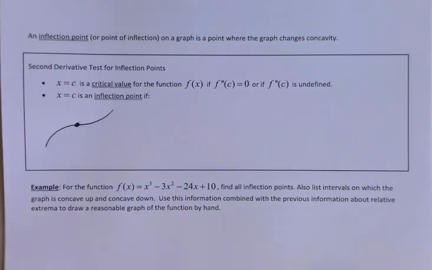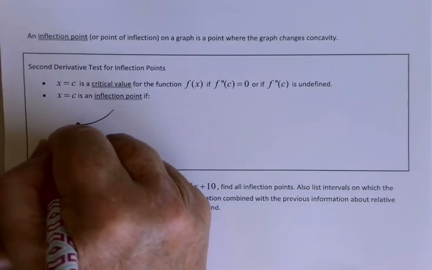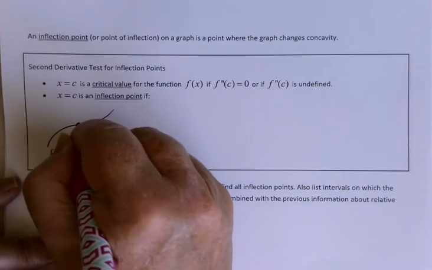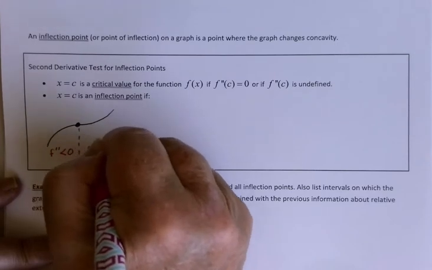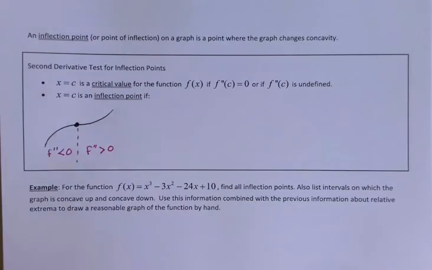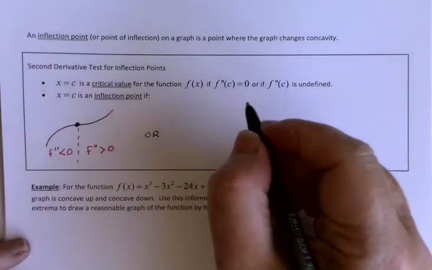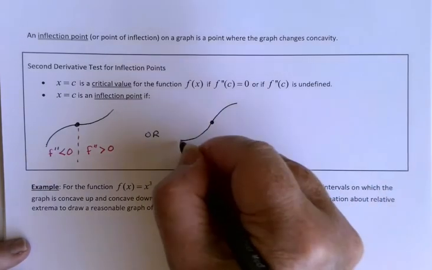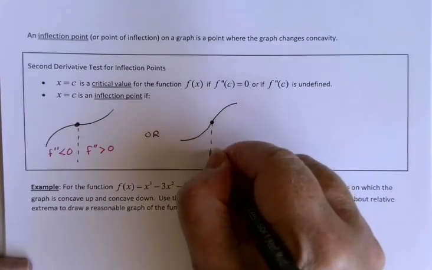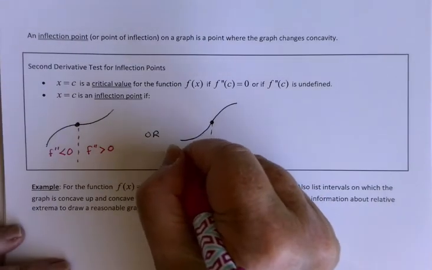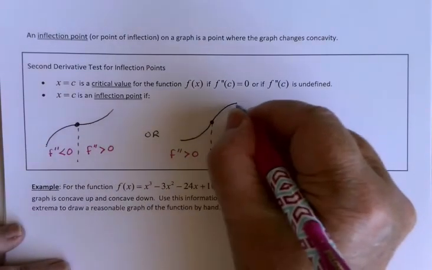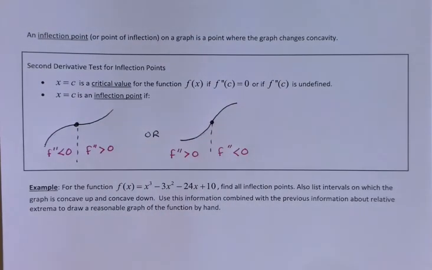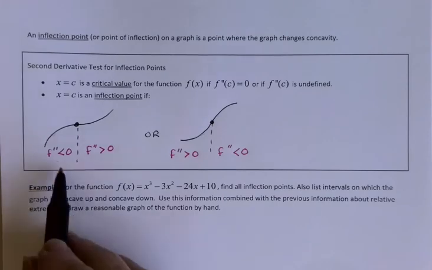If we either change from concave down and negative to concave up, a positive second derivative, or could be the other way around, right? It's still an inflection point if we change from concave up, a positive second derivative, to concave down, a negative second derivative. But what we have to have is a change.